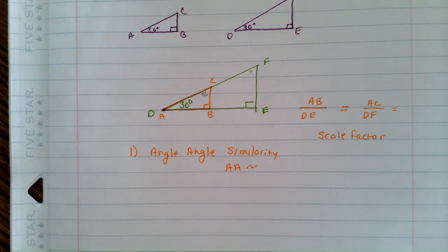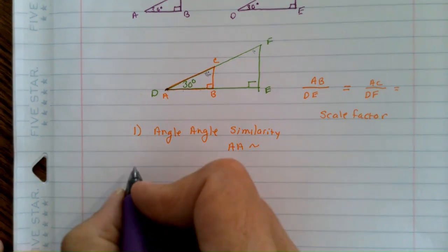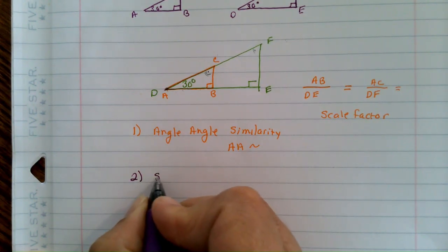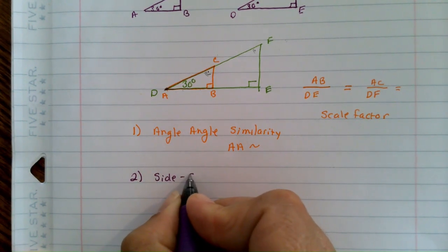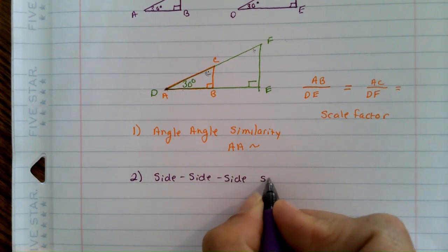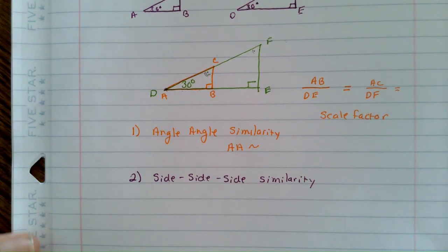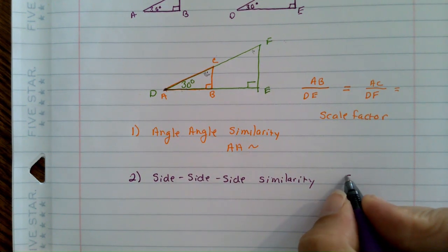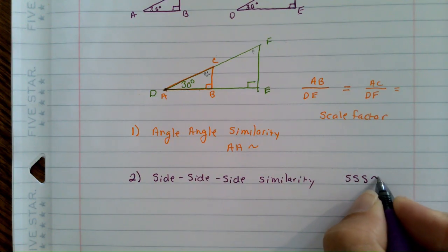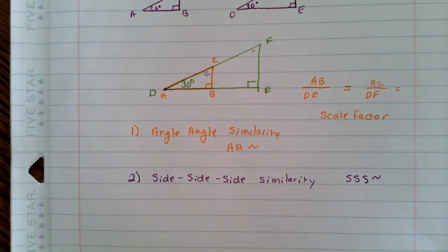If you don't know anything about your angles, your second option is to have side, side, side similarity. Okay? With side, side, side similarity, or SSS similarity, not to be confused with side, side, side congruency.